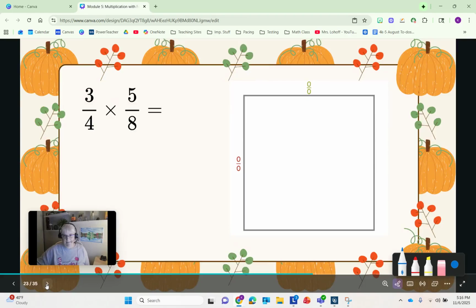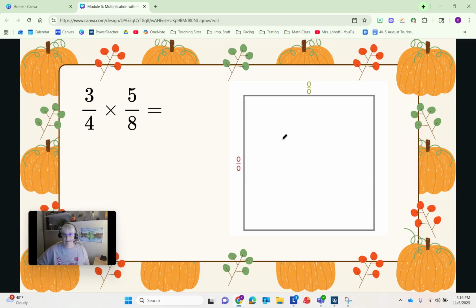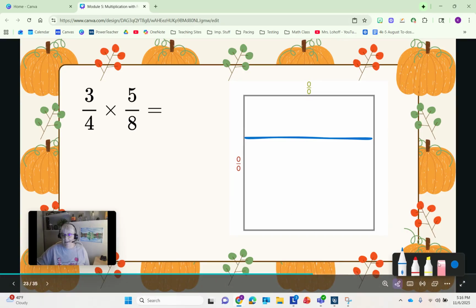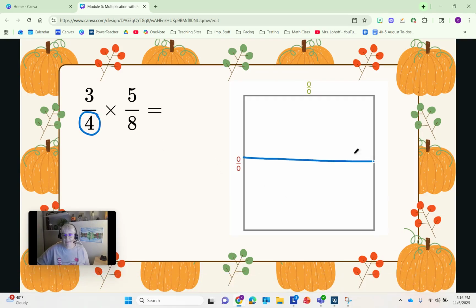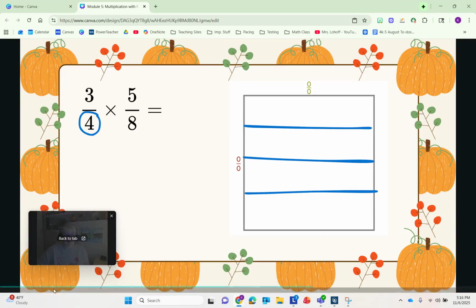Let's do another example. Here I have 3/4 times 5/8. So I'm going to come in and I'm going to divide this. Oh, it's in fourths. Mrs. Lohoff, I was doing thirds and knew in my brain that didn't seem right. My denominator says 4, so I need to divide this into fourths. Right, so I have 4 sections going this way, and I will shade in 3 of them, and I believe that's my next picture.